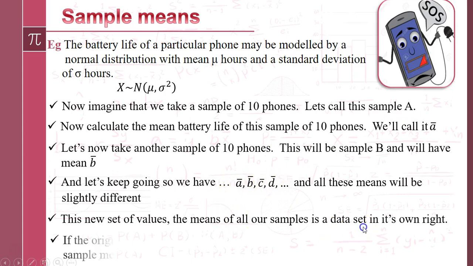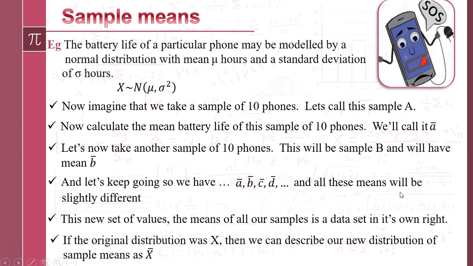We now need to understand what's going on with this data set, these values for all our different means. Well, the original distribution was X up here. So what I'm going to do is describe the new distribution of means as being X bar, capital X bar. So that's going to describe how these things here are distributed.